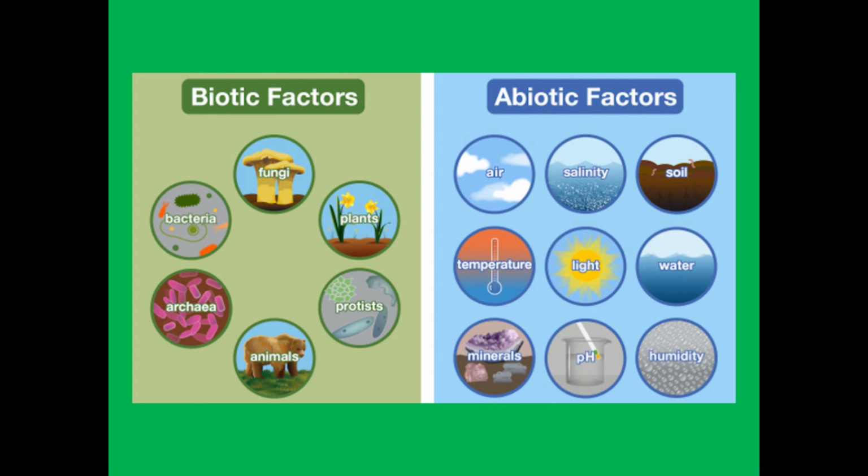I'm going to proceed to explain further about the biotic and abiotic factors. As we can see in the image here, the biotic factors are the bacteria, fungi, plants, protists, animals, and archaea. Most of these can only be seen under a microscope. The fungi can be found in plants and in animals. So these microscopic elements can also be found in plants and animals.